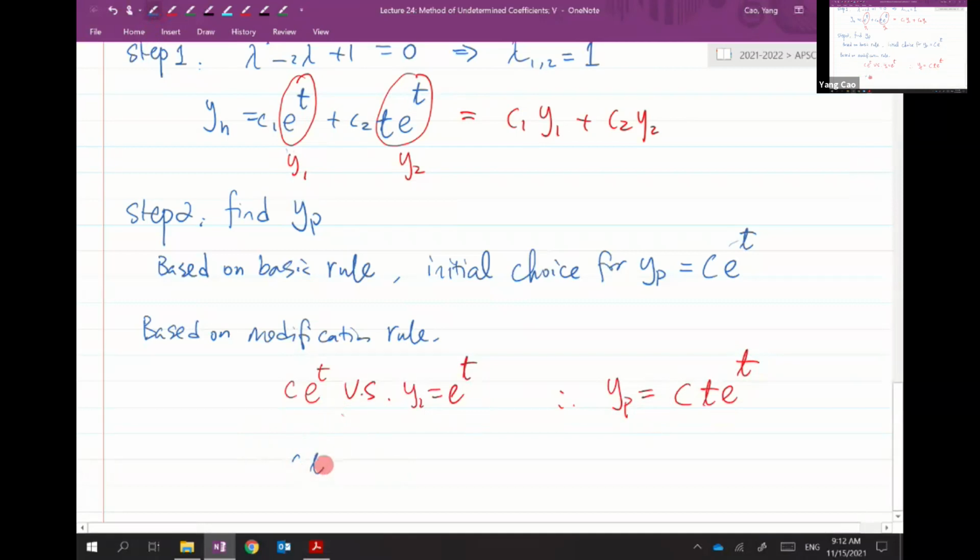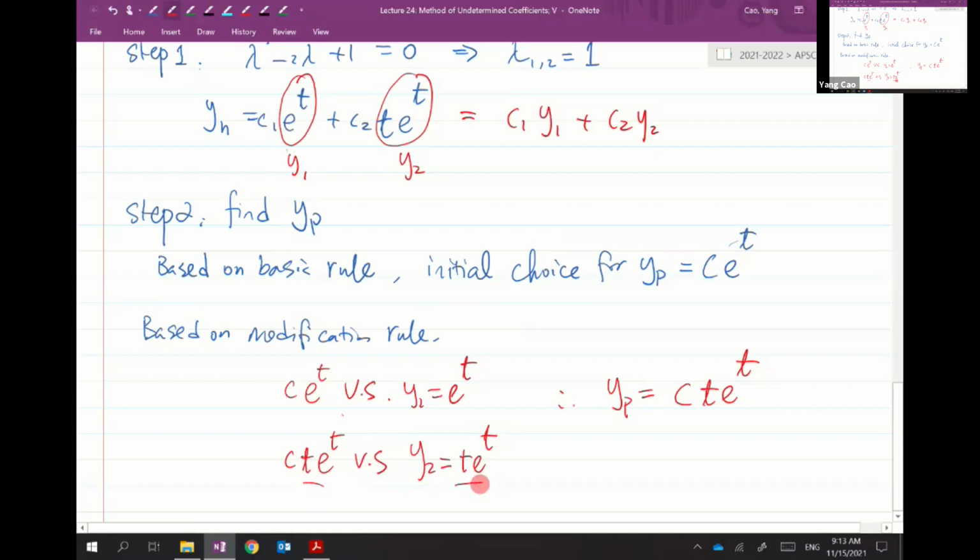So you look at your modified YP and compare it with Y2. You compare with this Y2 here, and you can see that somehow they're still the same.